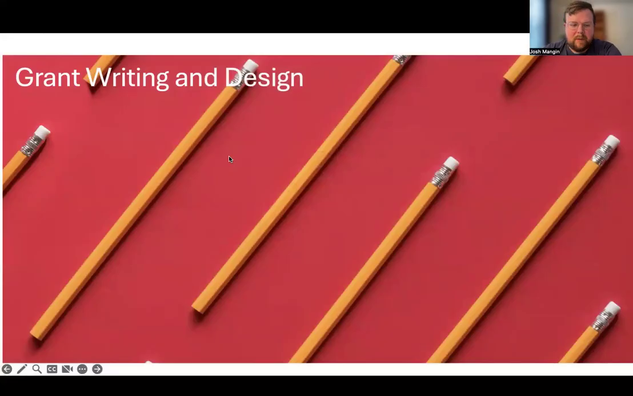We're going to talk today about grant writing and design. What I mean by that is, in the world of research, many times we need to realize that research is very expensive. And in order to do research, we need some sort of support, whether that be financial, resource support, even team support, etc.